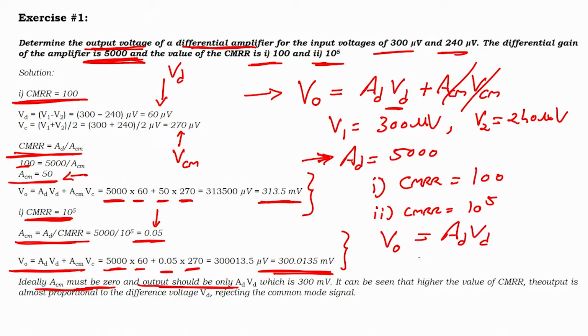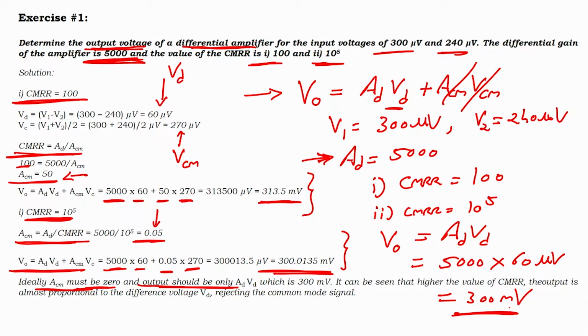This is the ideal situation. So what is AD? AD is 5000, into VD. What is VD? VD is 60 microvolts, right. So my answer would be 300 millivolts. This is the ideal situation when ACM VCM is not there, because the common mode signal should be 0, right. My output should be 300 millivolts.